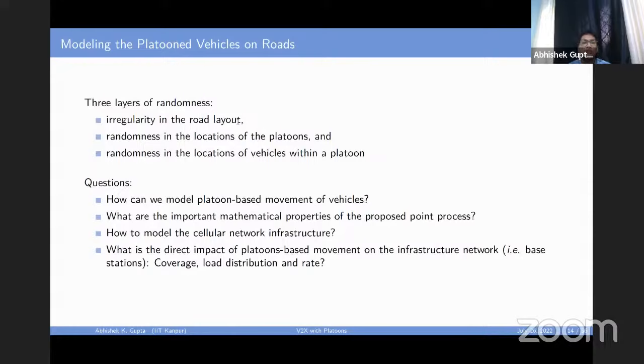So the question we want to ask is, how do we model this? What will be the mathematical properties of this new point process? And once we have this traffic network, how do we incorporate the vehicular communication network over that? And how do we compute the performance of this platooning over the communication performance? For example, in terms of coverage of a user or load distribution or the rate distribution. So these are the main questions we wanted to ask in this work, and that is what I'm going to cover today.